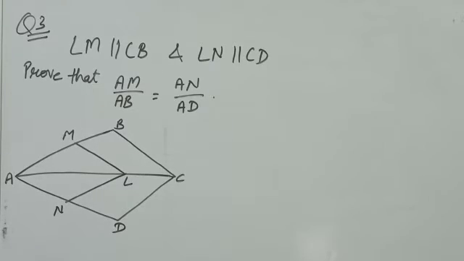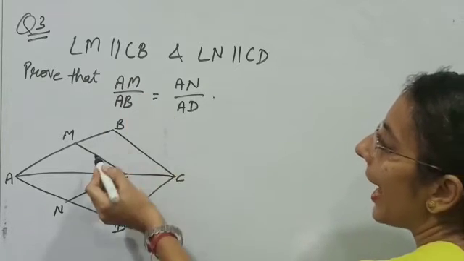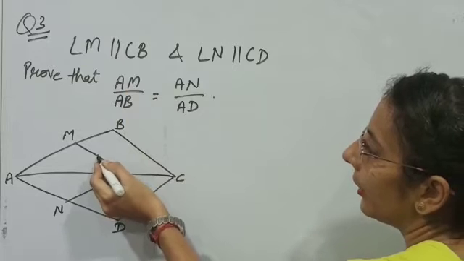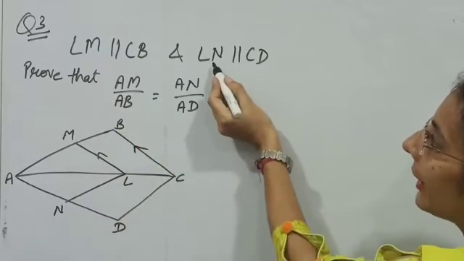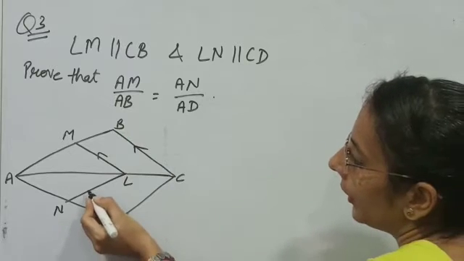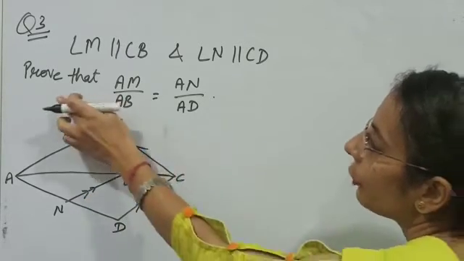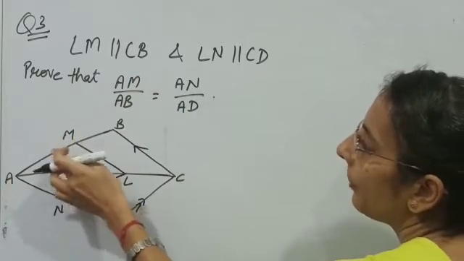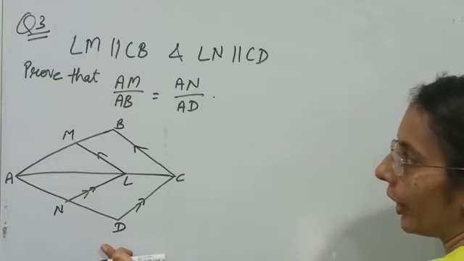Okay, now the third question of the same exercise. In the diagram we are given that LM is parallel to CB, and LN is parallel to CD. Then we have to prove that AM upon AB is equal to AN upon AD.